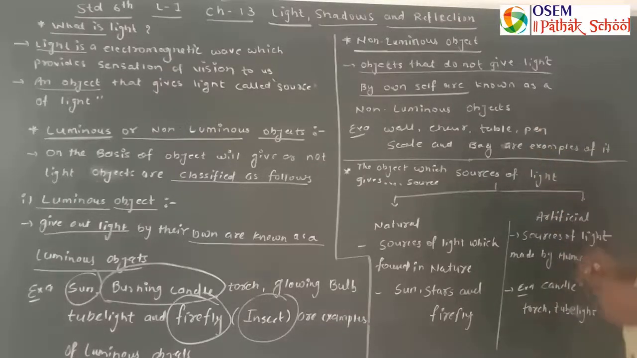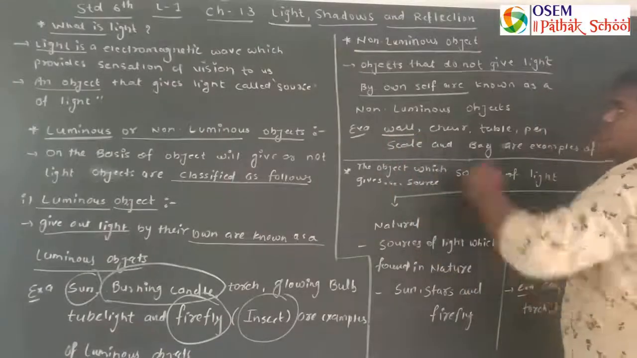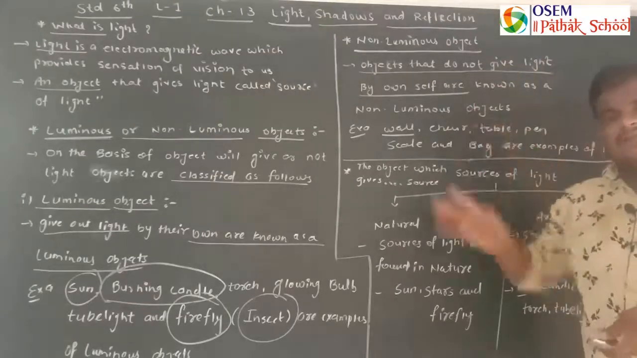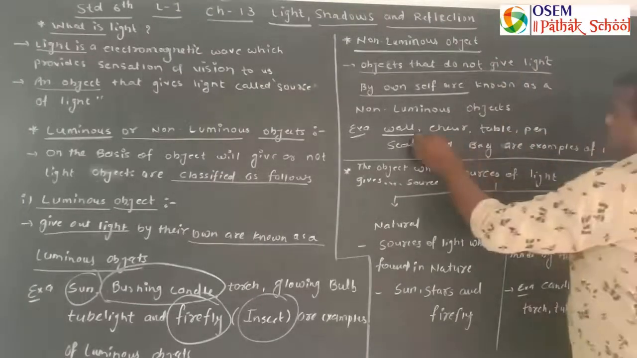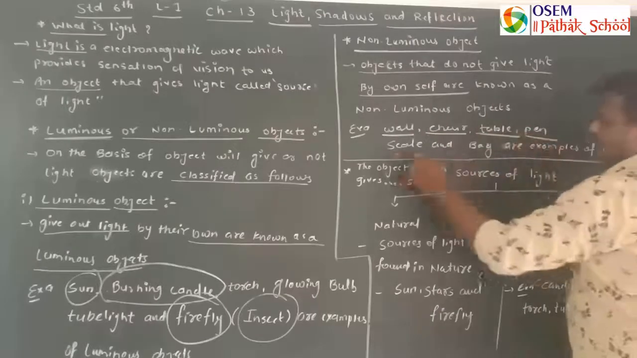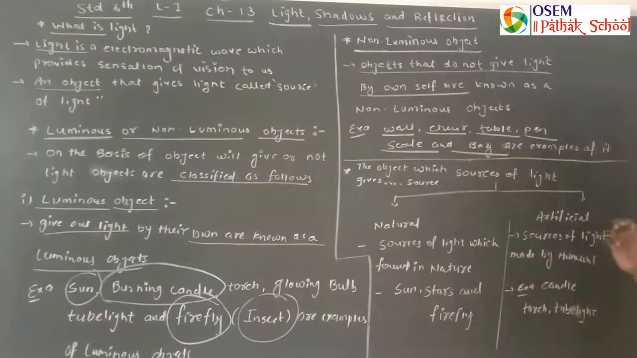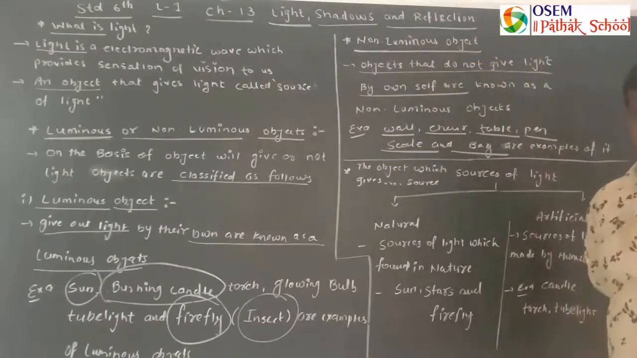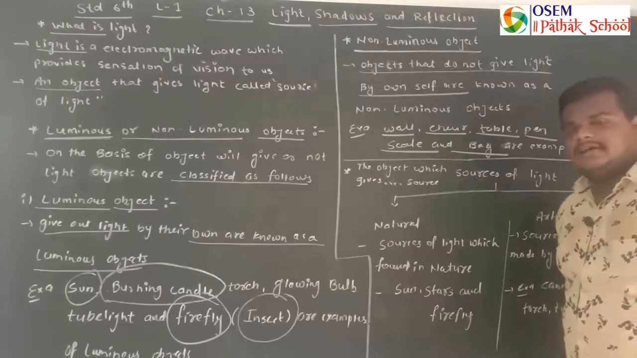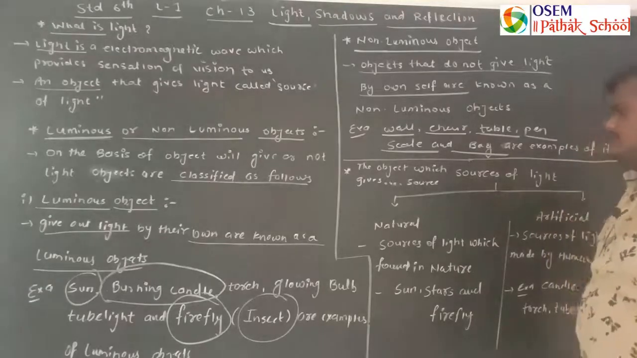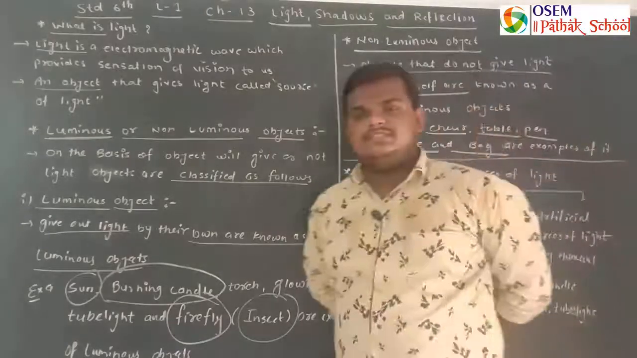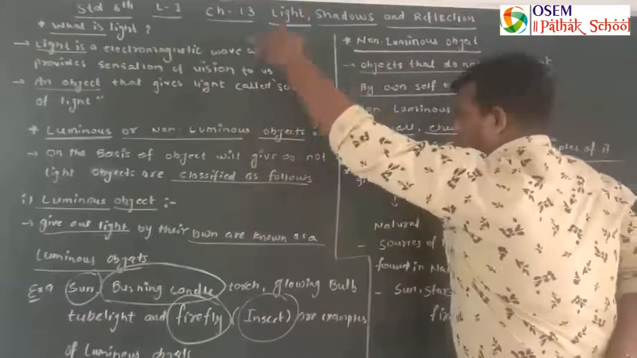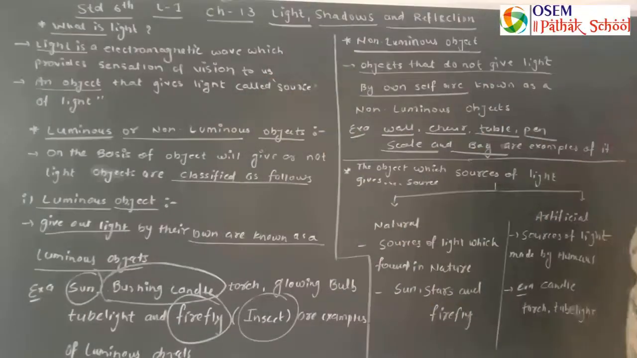Examples are wall. So this is the wall. Can it generate light? No. Even if you are burning it, it cannot generate light. Wall, chair, table, pen, scale and bed. These are examples of non-luminous objects which cannot generate light on their own. So on the basis of the releasing of light, objects are classified into two types: luminous and non-luminous objects.